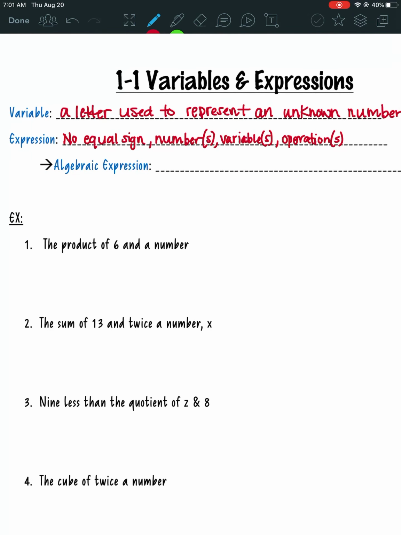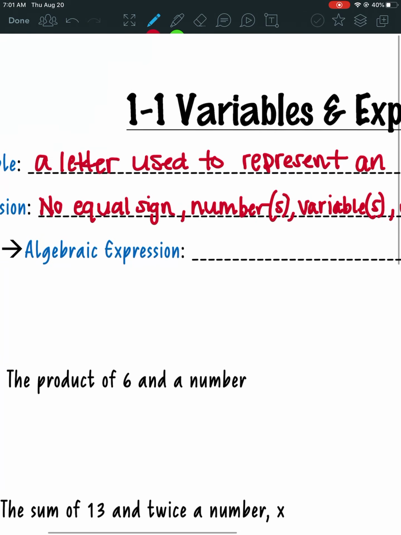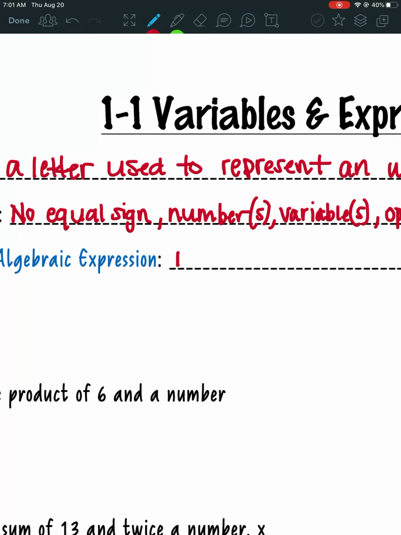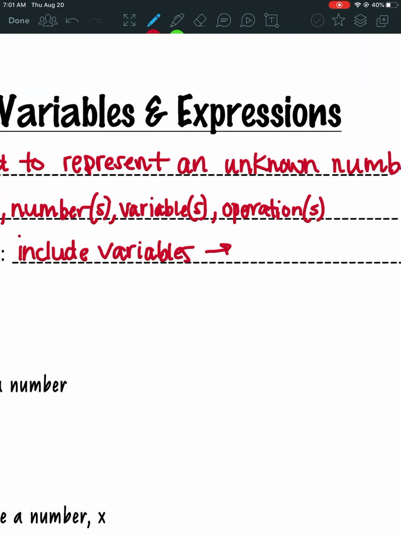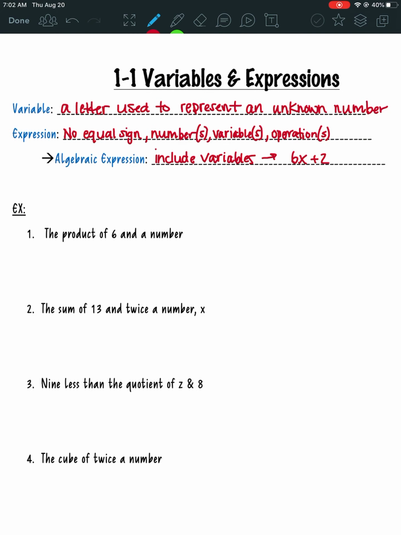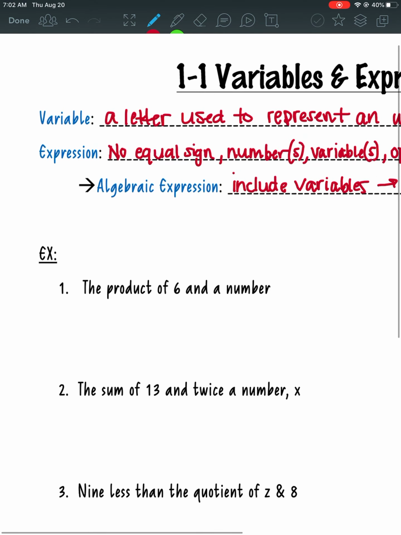All right, there's two different types of expressions. There's an algebraic expression and then there's a numerical expression. Numerical expressions only have numbers and operations, nothing else. But an algebraic will include a variable, and that's what we're going to be working with today. So an example of that would be something like 6x plus 2. It has a variable, numbers, operation, but no equal sign. Okay, so what we're doing here is we're actually going to be writing expressions from these word phrases.